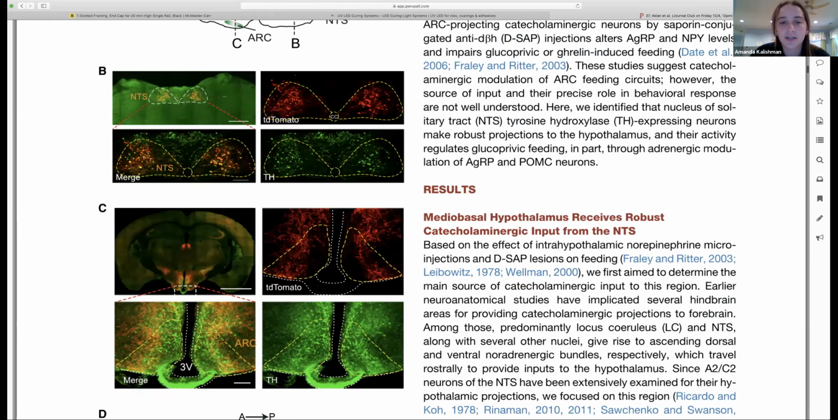The NTS TH neurons in D in the anterior section were everywhere, but posteriorly were mostly lateral. So what they got from figure 1, in conclusion, was that the NTS is a major source of catecholaminergic input for arc neurons in the hypothalamus. And that's where the circuit basically starts. So that was it.